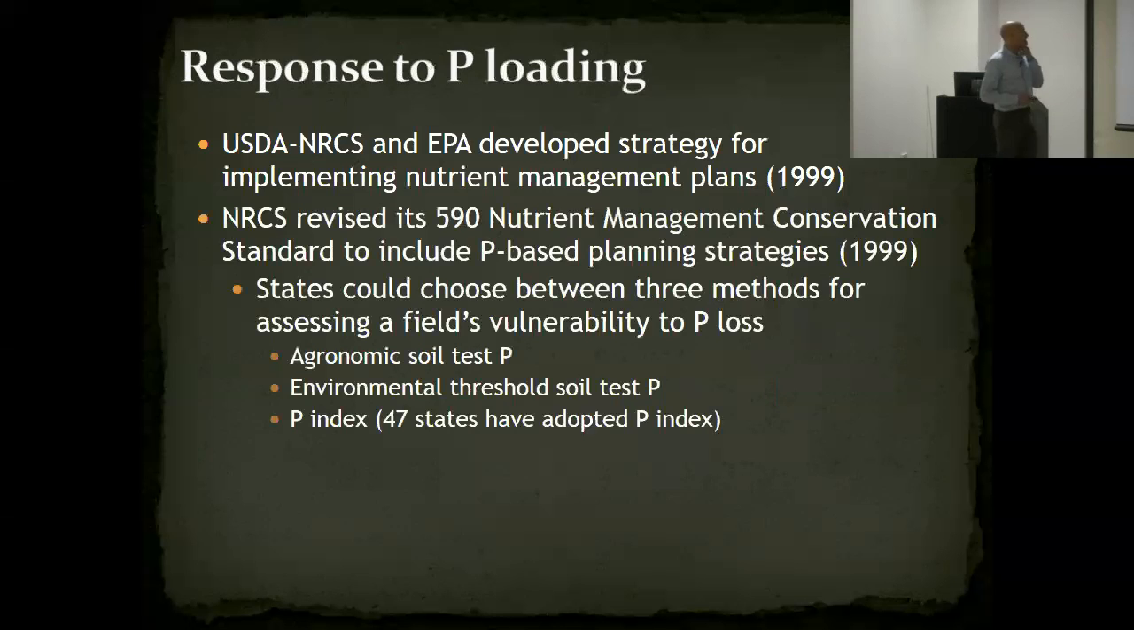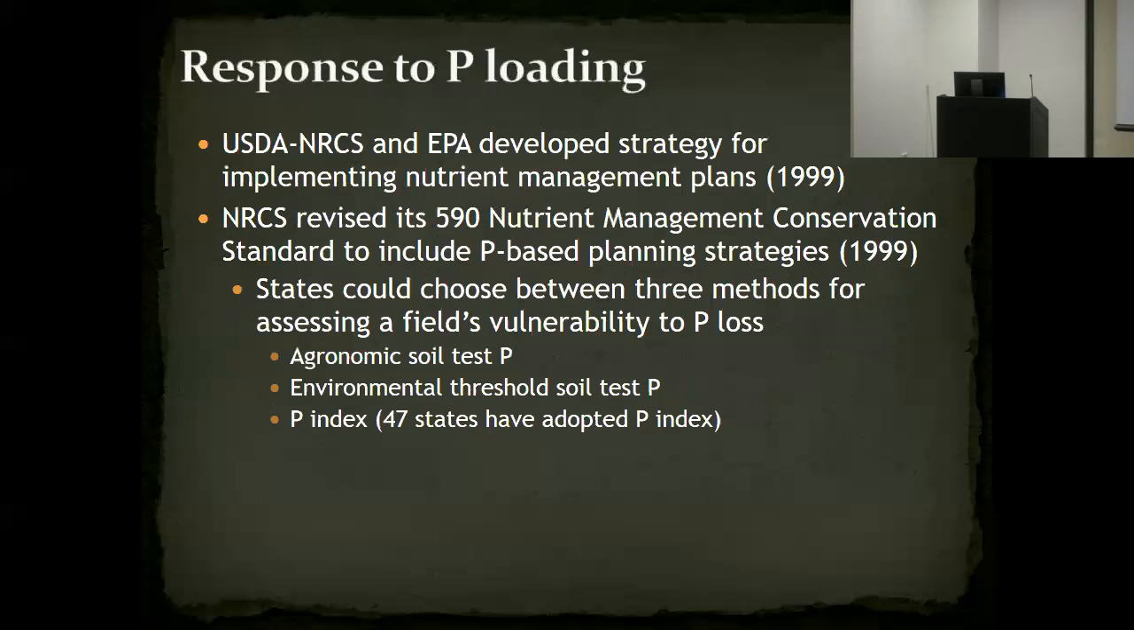So NRCS revised their nutrient management conservation standard to include phosphorus-based planning. Essentially, they gave three options. You could base it on an agronomic soil test P. So basically, you would not apply phosphorus after you've met the plant's needs. Obviously, I don't think anyone has adopted that because that's very restrictive, right?